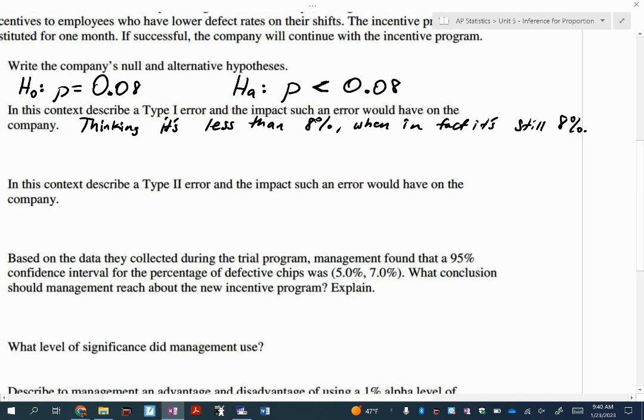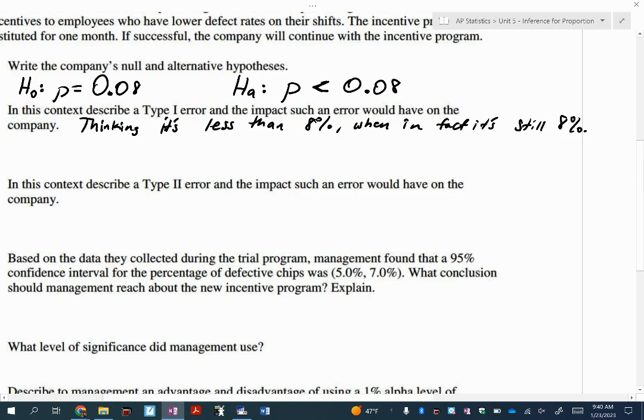Now I know that I didn't write rejecting the null hypothesis in favor of the alternative when in fact you shouldn't have, right? But that's essentially now in context of this problem. What would be an impact with this company, right? So we think that it's less than 8%, but it actually isn't. It's still 8%. So what's going to be that impact?